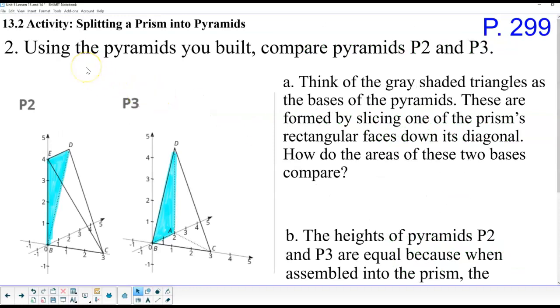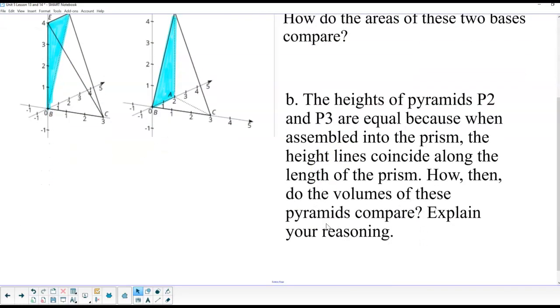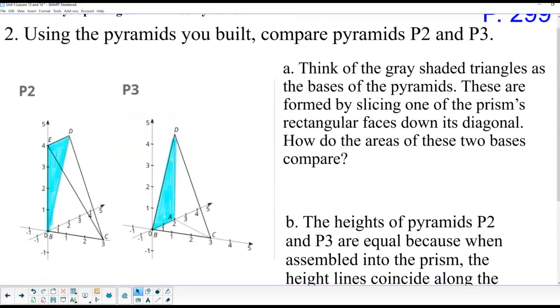So what I'd like you to do now is turn to page 299, and this time we're going to compare P2 and P3. I highlighted the two areas that they want you to compare. They call them the gray shaded triangles. I'd like you to answer parts A and B, and if the sub could then press pause, we'll go over the answers in about 3 or 4 minutes.